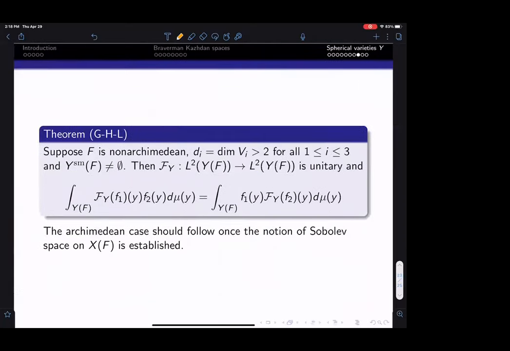So with this formula, we can actually establish the unitarity. In the case F is non-Archimedean, and with the same assumptions on d_i, we show that F_Y extends to a unitary operator and satisfies the Plancherel formula. And there are more properties. It's actually an operator of order 2, and it commutes with taking complex conjugate.